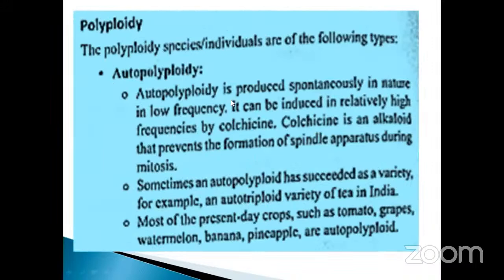See that one, polyploidy. The next subheading we will pass on to is polyploidy. What is polyploidy? The polyploidy species individuals are of the following types: autopolyploidy and allopolyploidy. Already we discussed.